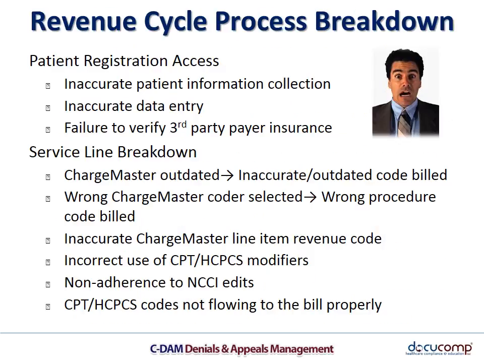So let's review what we've learned and talk about some of the most common areas of breakdown within the revenue cycle. We'll start back at the beginning with the patient registration access. Any inaccurate patient information collection, data entry, or failure to verify third-party payer insurance can start the revenue cycle off wrong, leading to a ripple effect throughout the revenue cycle, supporting a broken experience for the patient and the entity. There could be service line breakdowns associated with inappropriate charge capture collection, inaccurate or incorrect use of CPT and HCPCS modifiers, or potentially wrong procedure codes being billed.